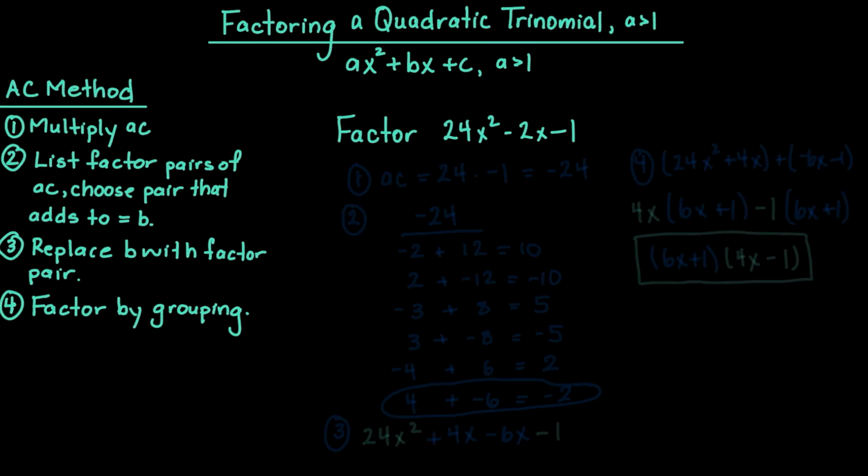All right, we've come to our last example. We're going to factor 24x squared minus 2x minus 1. Step 1, multiply A and C. So that's 24 times negative 1, which is negative 24. Step 2, list out our factor pairs. AC is negative, negative 24, and B is also negative. Remember, if AC is negative, you need to list out both sets with the positive and negative switched.